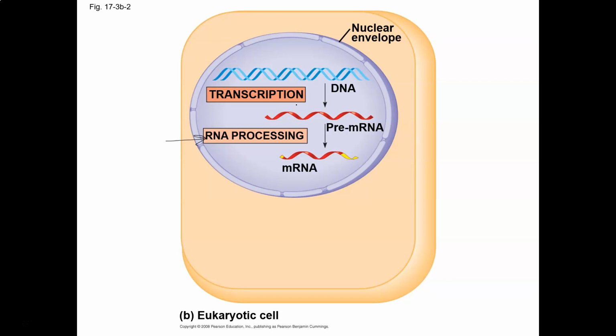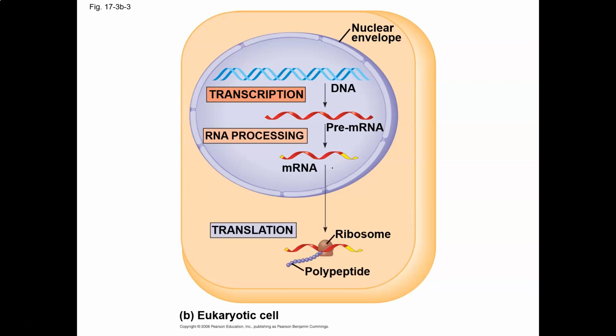But otherwise, it's similar. Transcription is going from DNA to making messenger RNA. That messenger RNA is now going to leave the nucleus, go out into the cytoplasm, bind to a ribosome, and be translated into protein. So transcription followed by translation. In a eukaryotic cell, you need to know that transcription is happening in the nucleus, translation in the cytoplasm.